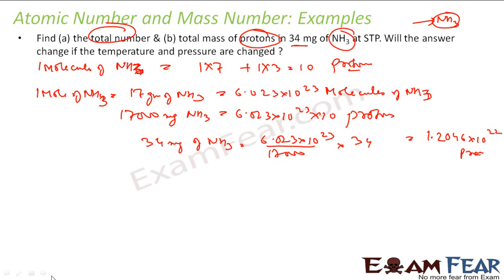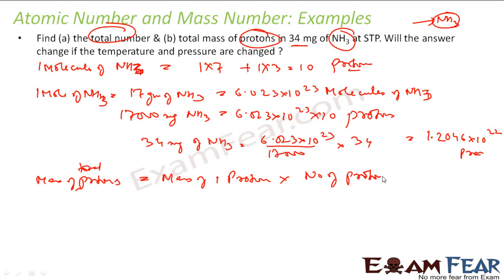Finding the mass of protons is very simple. Same thing. Total mass of protons is nothing but mass of one proton into number of protons. So what is the mass of one proton? It was given in the last question also. That is 1.67493 into 10 to the power minus 27 kg. And the number of protons we have is 1.2046 into 10 to the power 22. So you multiply this, you get 2.0176 into 10 to the power minus 5 kg.